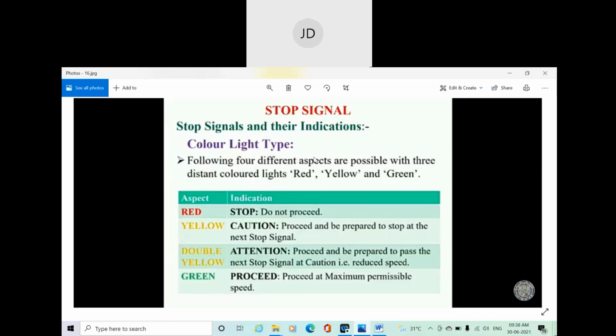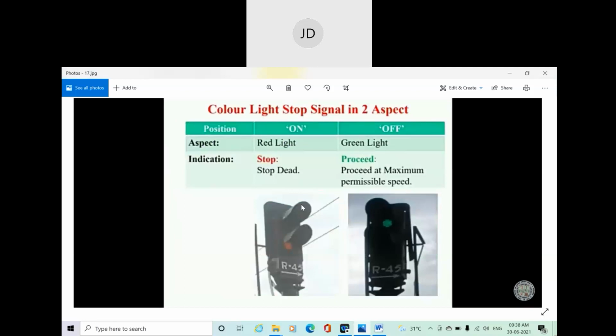Color light type can also be installed in terms of two aspect, three aspect and four aspect. Why it is called three and four, I will show you. It can also be done for two aspect. That means two aspect, three aspect, and four aspect are there.